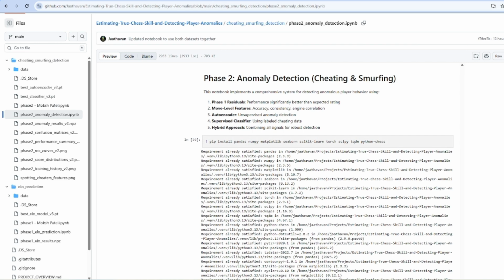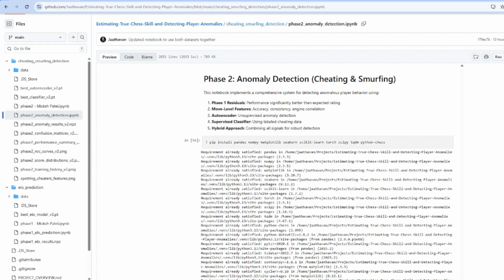Lastly, moving on to phase 2 for anomaly detection. Phase 2 basically goes over 3 things. We have the autoencoder, which is basically our unsupervised anomaly detection. We have our supervised classifier, basically using labeled cheating data, and our hybrid approach.